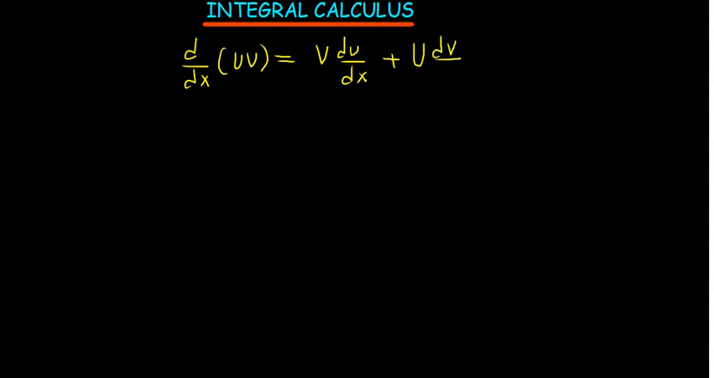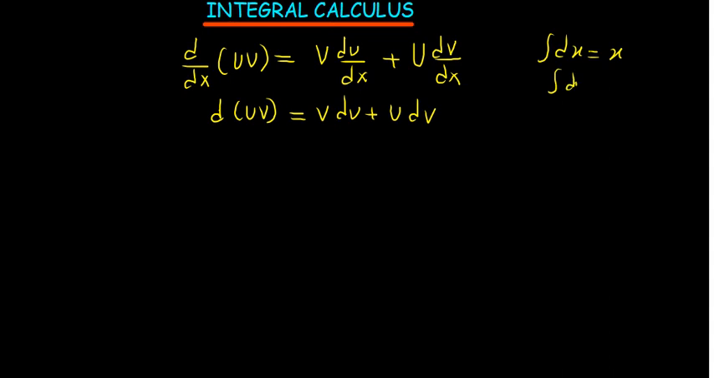Now, because we can see dx is common in everything that we have here, we are just going to cancel it out. So we're going to remain with d(uv), and that is going to be equal to v du plus u dv. Now, the integral of dx is x. The integral of dy is y. The integral of dt is t. Therefore, the integral of d(uv) is going to be uv.